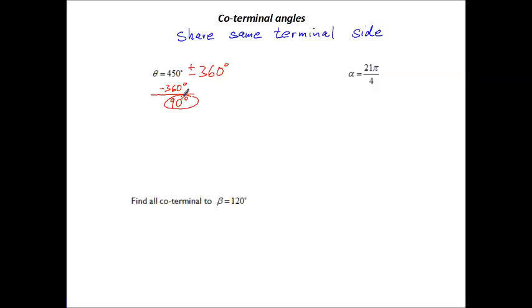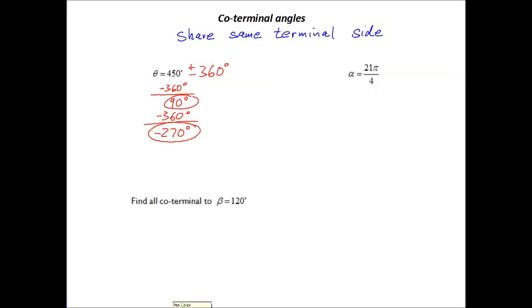Now we want to find another coterminal angle with a negative measurement. Then we just keep subtracting 360 and see where we get. And we can already see that subtracting 360 from 90 will get us into the negative territory, negative 270 degrees to be precise. That is an angle with a negative measurement, and it's another angle that's coterminal to the angle theta of 450 degrees.